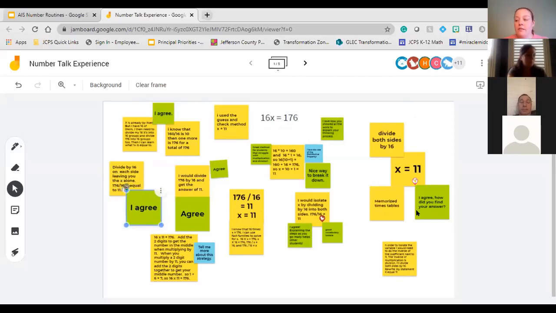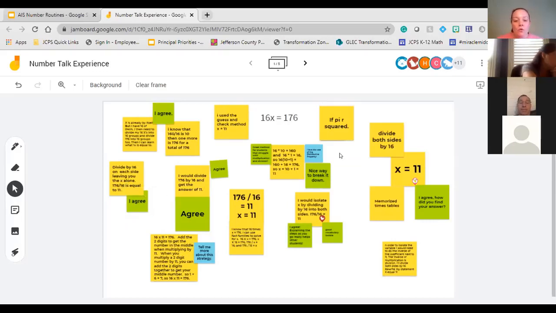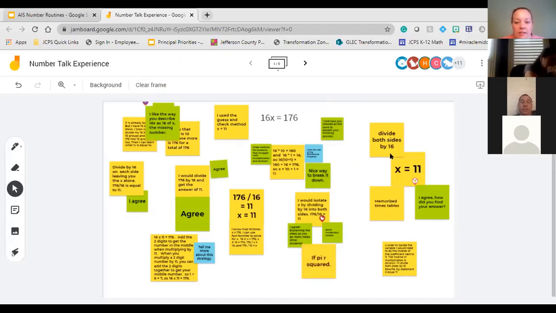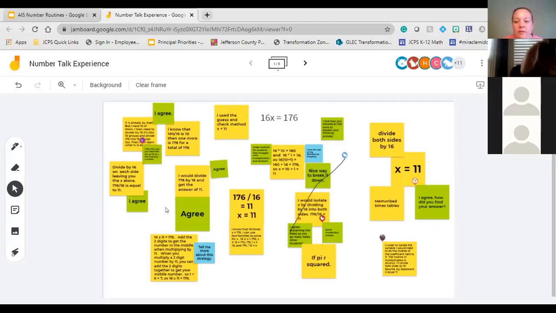So, can you at least see my screen though, if it's not on your screen? Okay, so you're seeing, I've got it. So you see how this can work. Okay? So, some strategies that I see: divide both sides by 16, and I see that's used a couple of different times. Can someone unmute or type in the chat why we decided to divide both sides by 16? Because 16 is the coefficient.